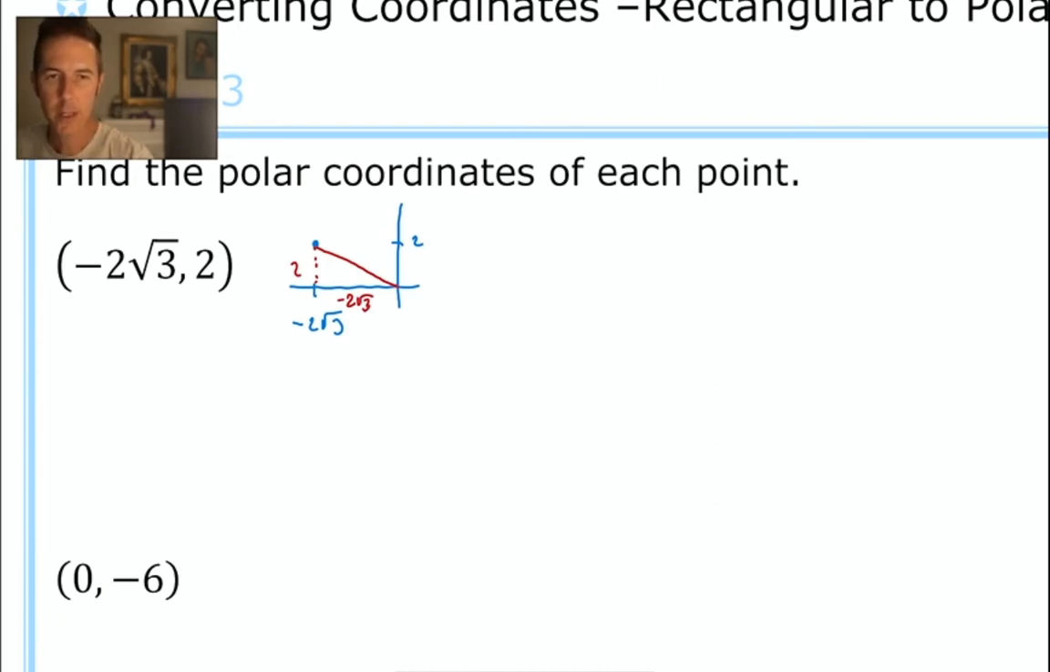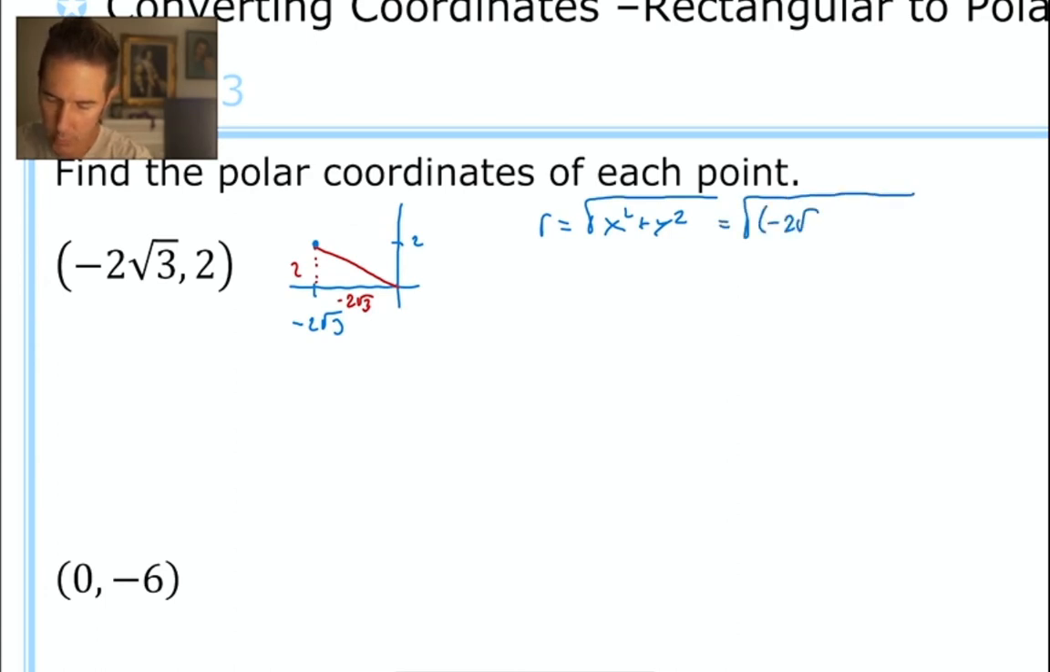Now let's see about using these formulas. In order to find our r value, r is equal to the square root of x squared plus y squared, which in this problem is equal to the square root of negative 2 root 3 squared plus 2 squared. Negative 2 times negative 2 is 4. Root 3 times root 3 is equal to 3. 4 times 3 is equal to 12. And 2 squared is equal to 4. 12 plus 4 is 16. Square root of 16 is 4.